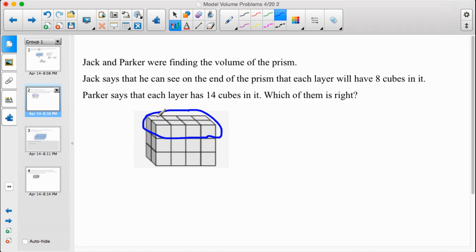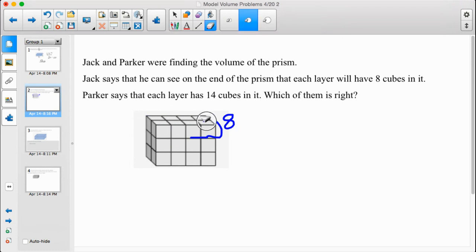And if I did that, let's see what a layer would be. 1, 2, 3, 4, 5, 6, 7, 8. If I sliced it this way, a layer would be 8. That's just what Jack said. He said that each prism would have a layer of 8 cubes. But I want to check the other way as well, because I want to make sure that Parker isn't also right, because sometimes that can happen. Sometimes it can kind of trick you.